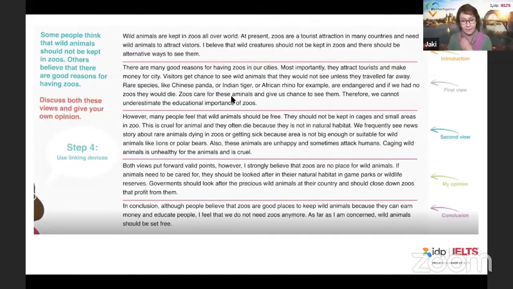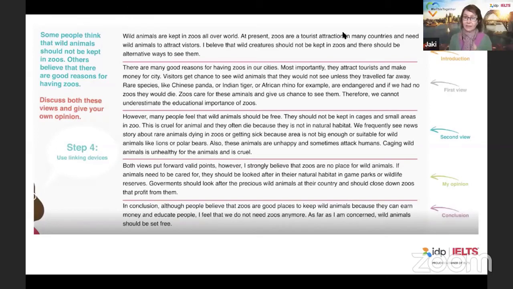This essay is not perfect, okay? This essay is not a band 9, it's a band 7. But a lot of you said you need 7. So it's good to see what a 7 looks like. And we're going to keep looking at this essay. But part of the reason why it's a 7, and 7 means good, is that the structure is very clear.